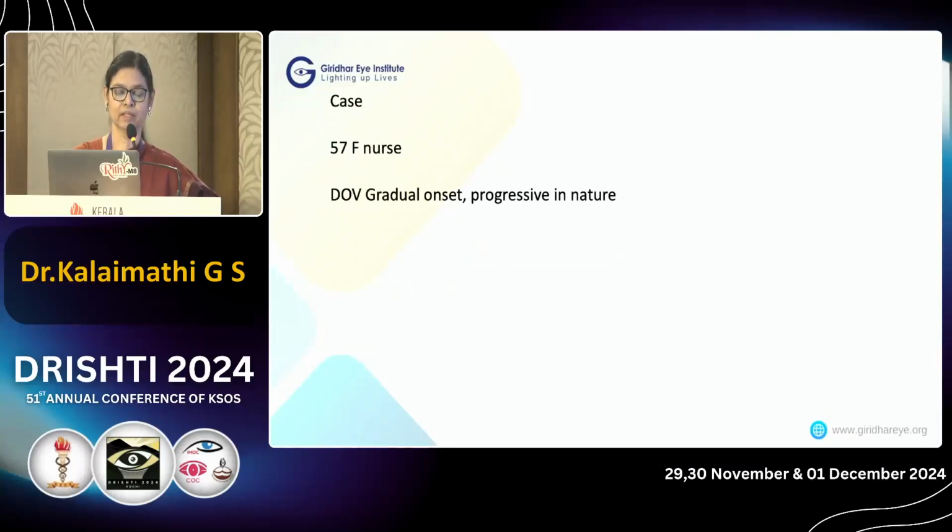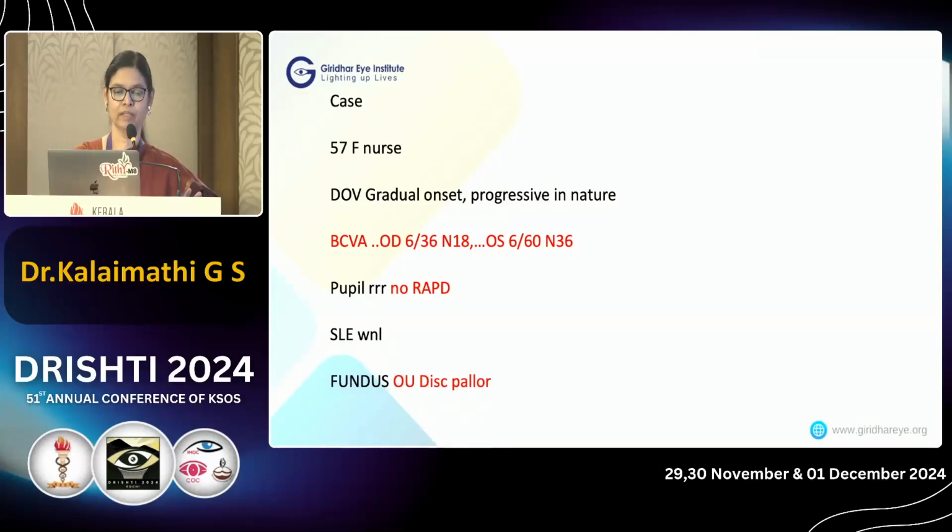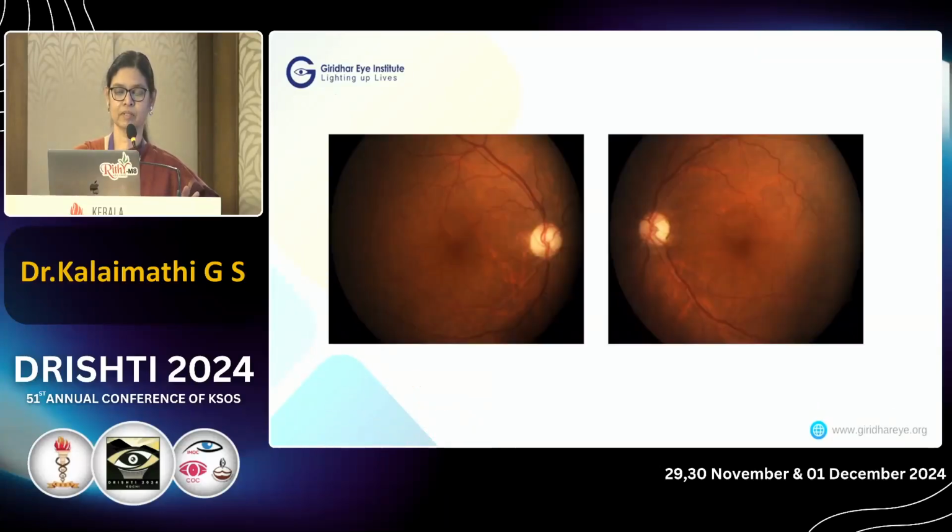A 57-year-old nurse came with diminution of vision, gradual onset, progressive in nature. Vision right eye 6/36 N18, left eye 6/60 N36. Both eyes show disc pallor. This is the fundus picture. Slow, progressive in nature. The history is diminution of vision, progressive in nature.